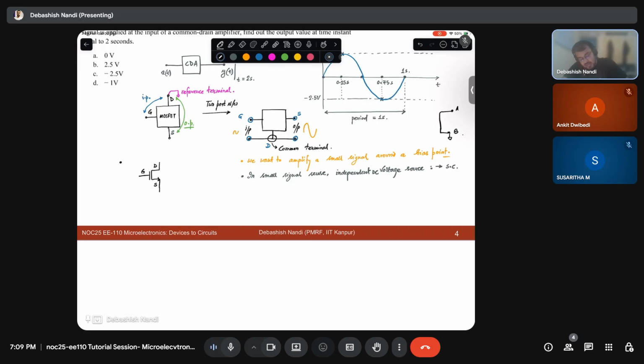Similarly, what about the current source? Similarly, your independent DC current source is open circuited.